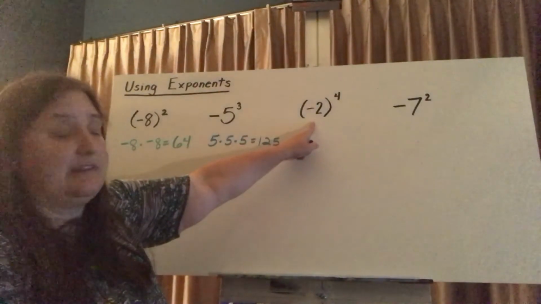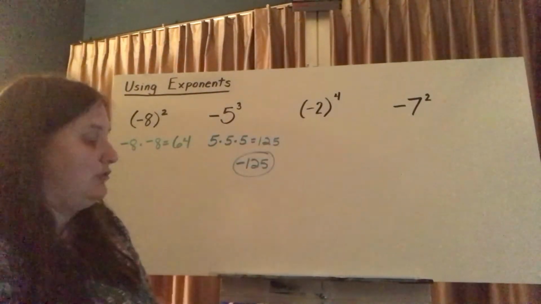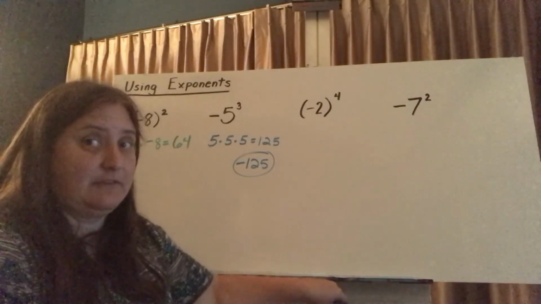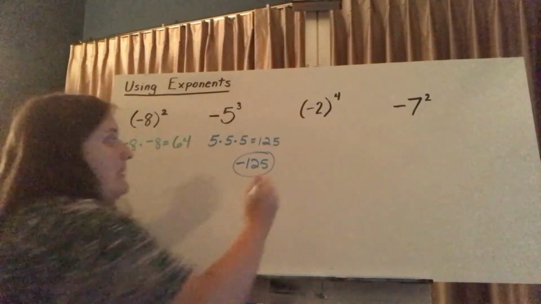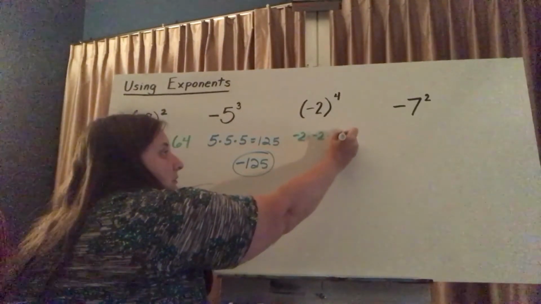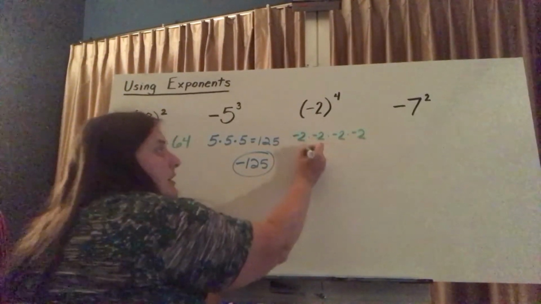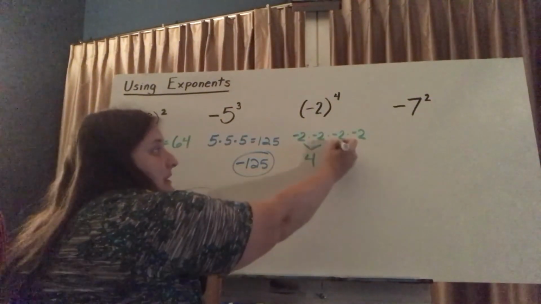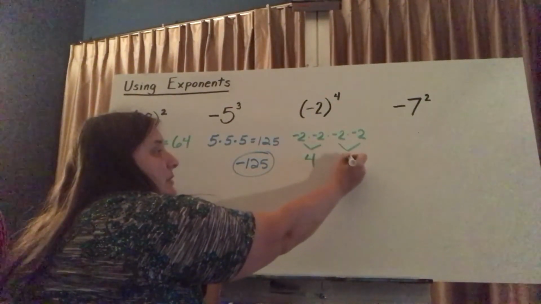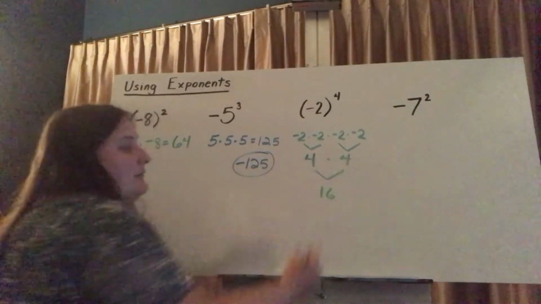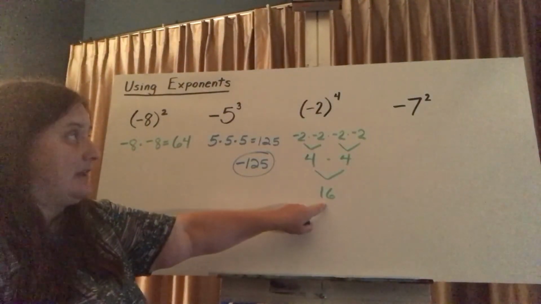Here I've got parentheses again. So this is saying negative 2 to the fourth power. This time the negative is part of my integer. So I'm multiplying negative 2 times negative 2 times negative 2 times negative 2. Well, these first two negative 2's give me 4. These second two negative 2's give me 4. And then 4 times 4 gives me 16. So 16 here is my final answer.